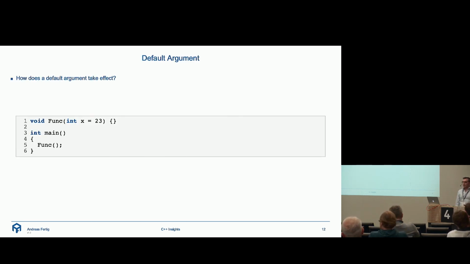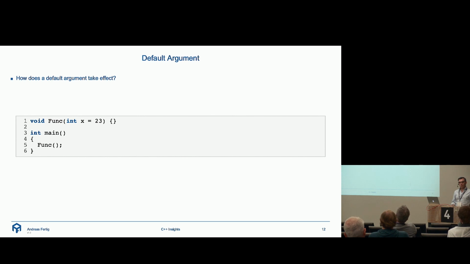Starting with something more or less trivial, I stumbled over this during the development because it worked just out of the box when I implemented something. And that's default arguments. I believe everybody knows what default arguments do. In this case, I have this function here, func, which has one parameter x, and it has a default argument 23. So whenever I call func without an argument, x is 23.